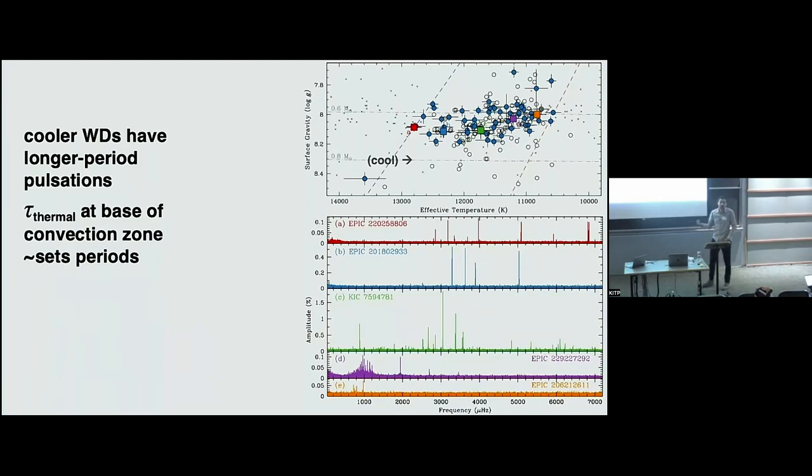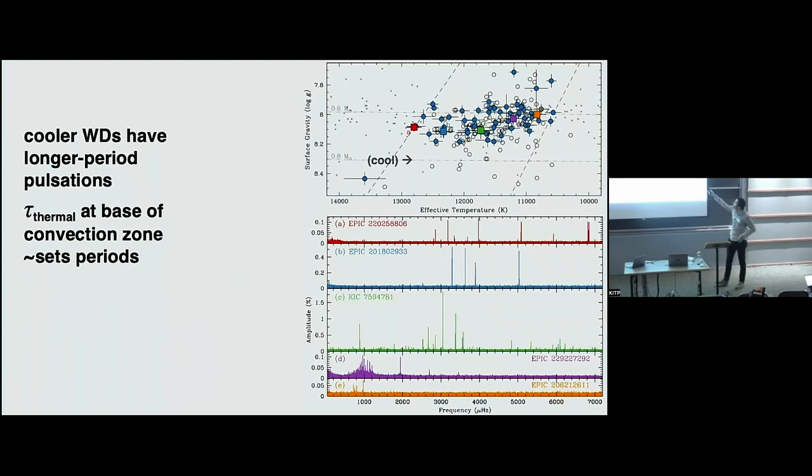We don't get all of the modes excited. There are some selection effects that happen. But here, in red, is something that's at the hottest edge of the instability strip. And so this is what the pulsation spectra look like. And then as you cool, you get a little higher amplitudes. The periods get a little longer, the frequencies get a little lower.